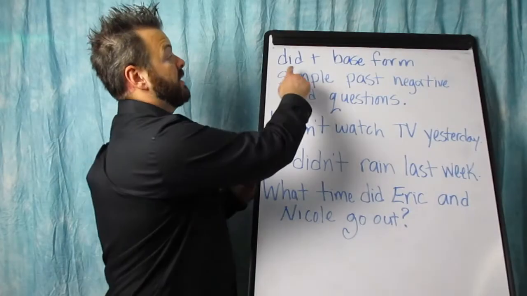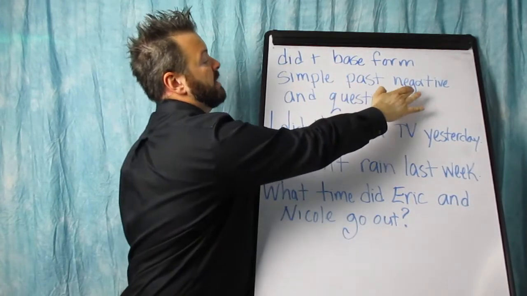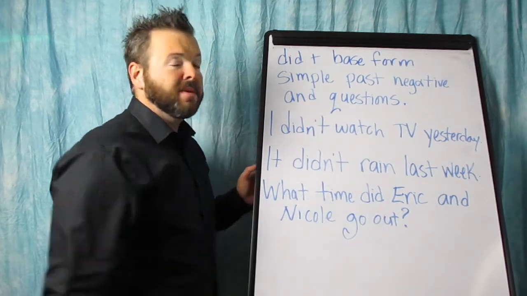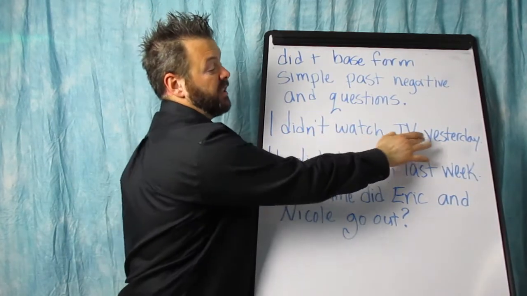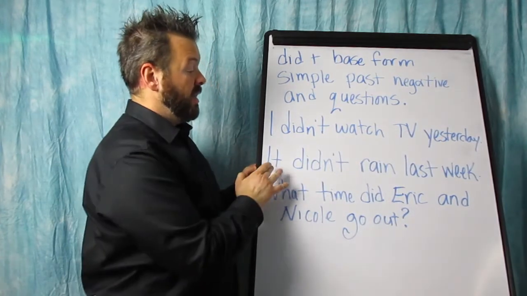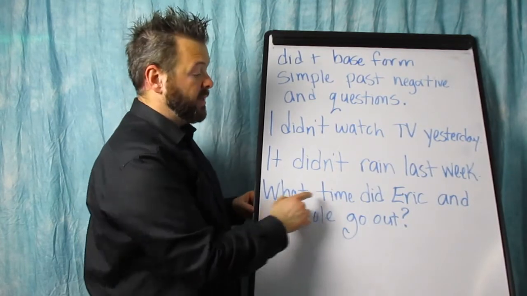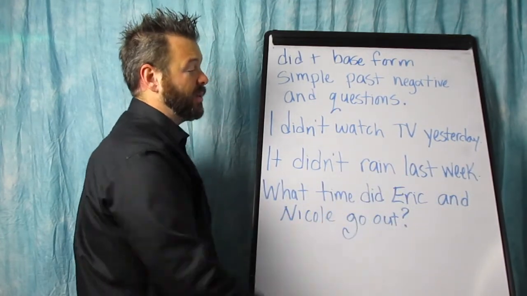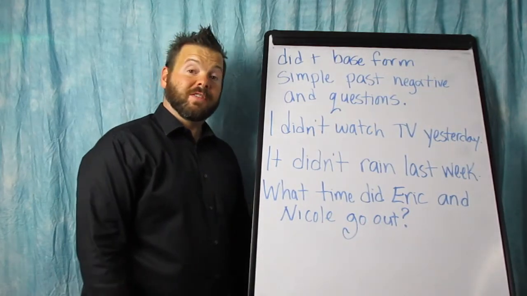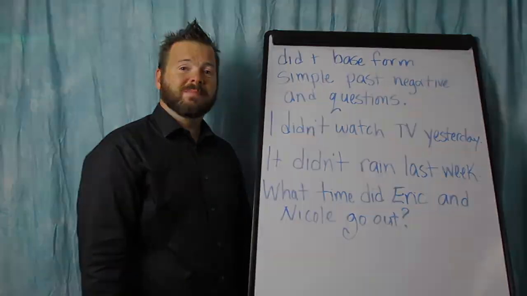Here, did plus the base form is simple past, negative, and questions. Here are some examples. I didn't watch TV yesterday. It didn't rain last week. What time did Eric and Nicole go out? Pause the video here, write everything down, and read it to yourself.